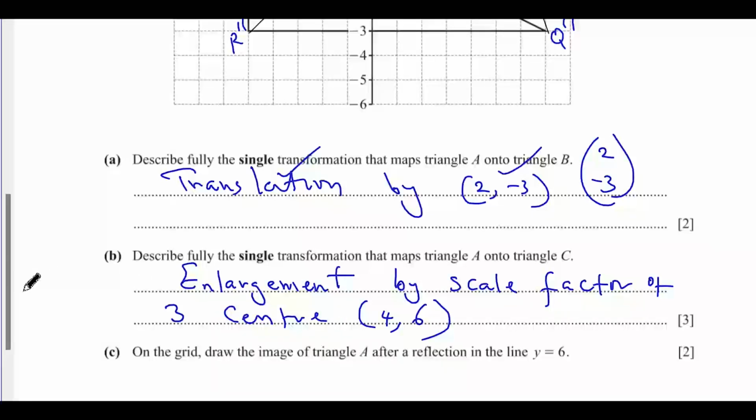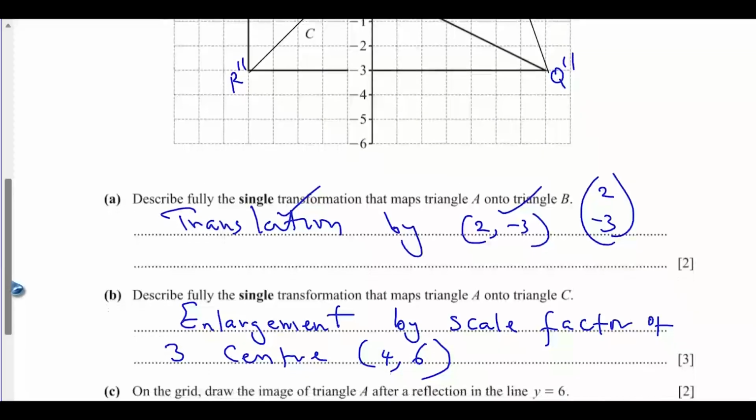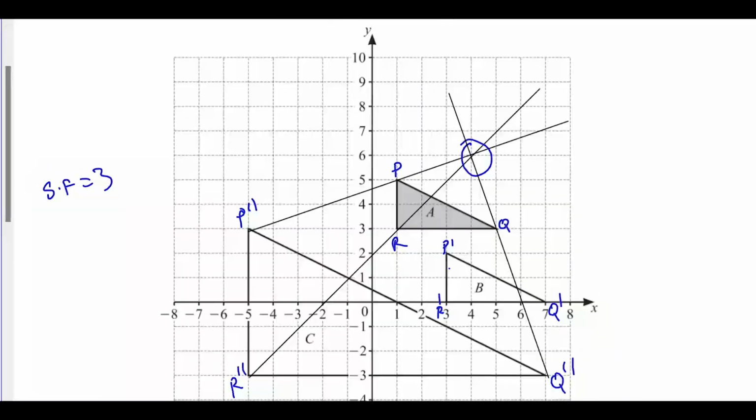So on the grid, draw the image of triangle A after a reflection in the line y equals 6. So we want to reflect triangle A along y equals 6. So that is the mirror line. So the mirror line is y equals 6. It is this one. So we draw this, that is the mirror line.